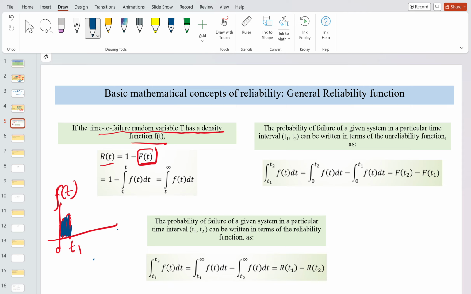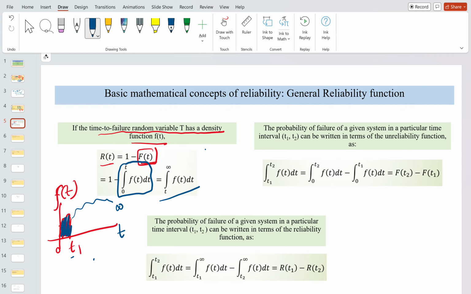You can plot f(t) with respect to t. f(t) is basically a density function. When you take the area under it between 0 and t, you get the equation of F(t). But when you subtract it from 1, it gives the area from t to infinity. This is called reliability.